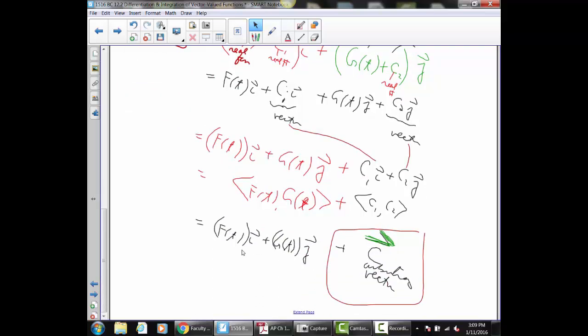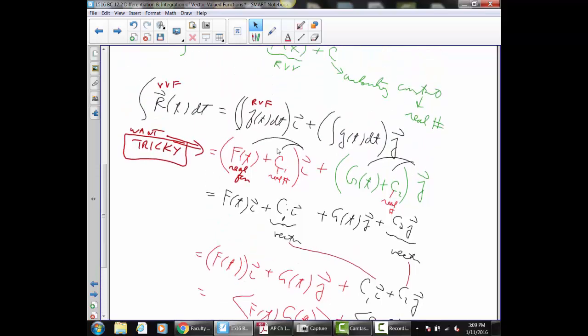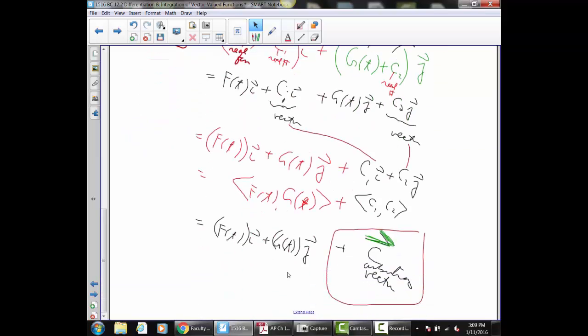Therefore, what's easier to do is, instead of having these individual little c's, you could just bunch them together and say plus an arbitrary vector c. The key thing is you have got to make sure you have a vector symbol on here. This is not plus c, the real number c. This is plus the vector c.